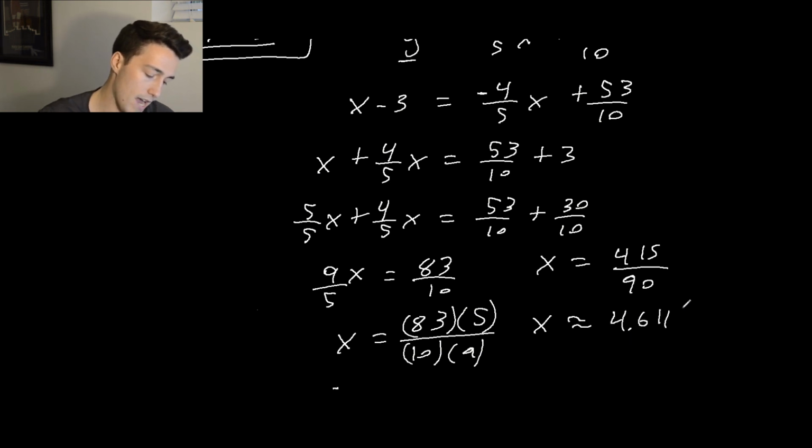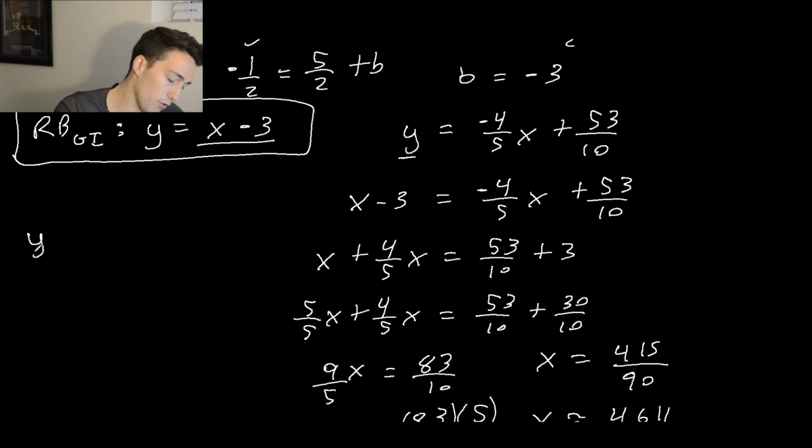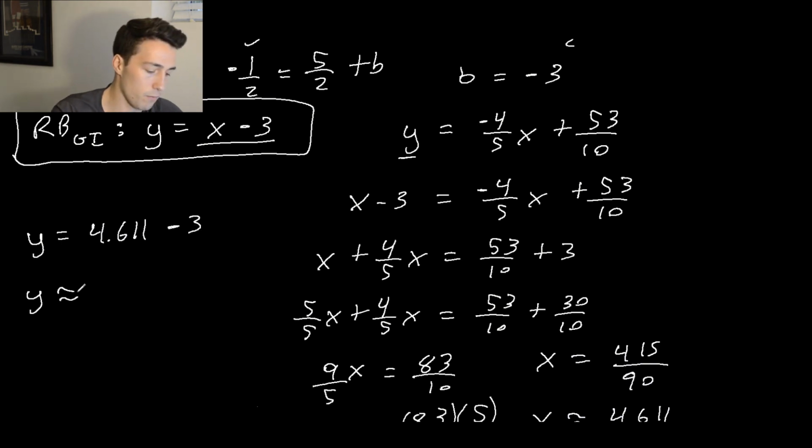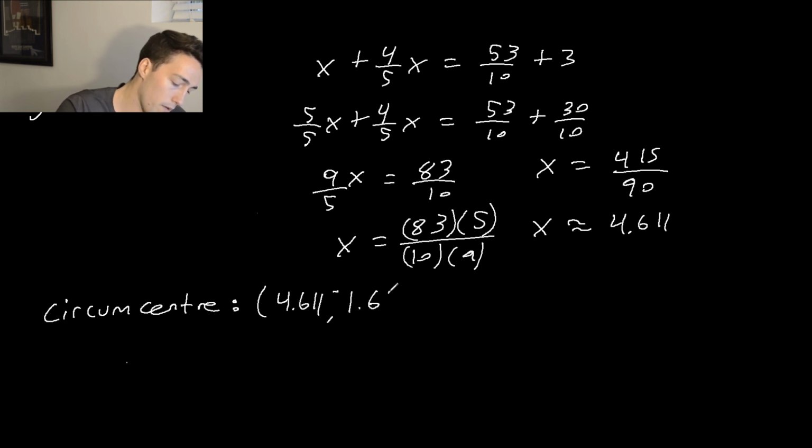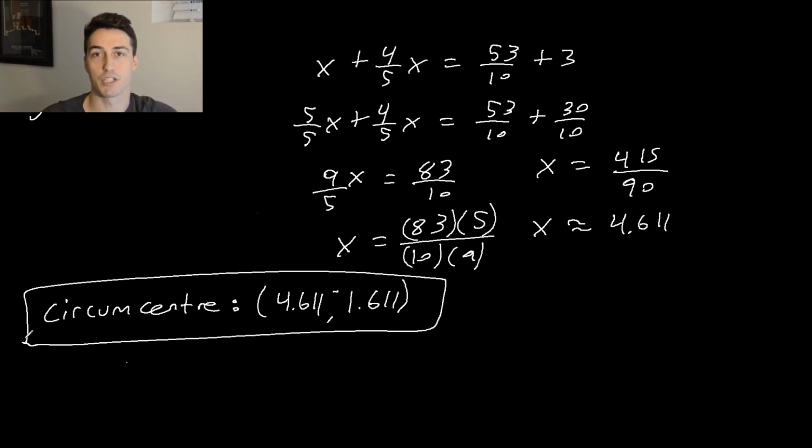which is approximately 4.611. Now, if we calculate our y value, we can write y is equal to 4.611 minus 3, and y is going to be approximately 1.611. So we have our circumcenter to be at 4.611, comma 1.611. And that would be our final answer. We found all three right bisectors, and the intersection point equaled the circumcenter, which is what we were asked to find.